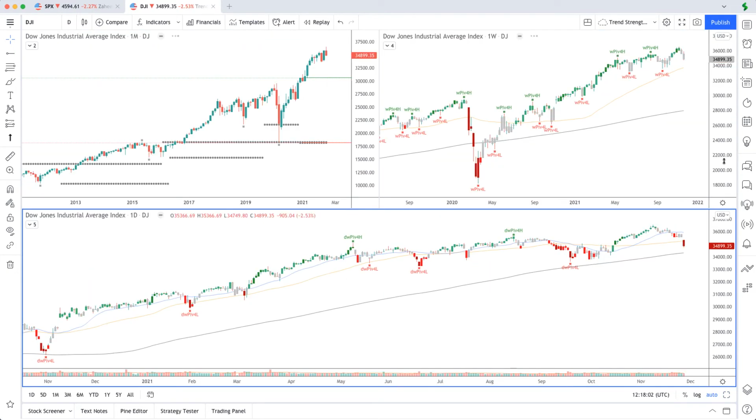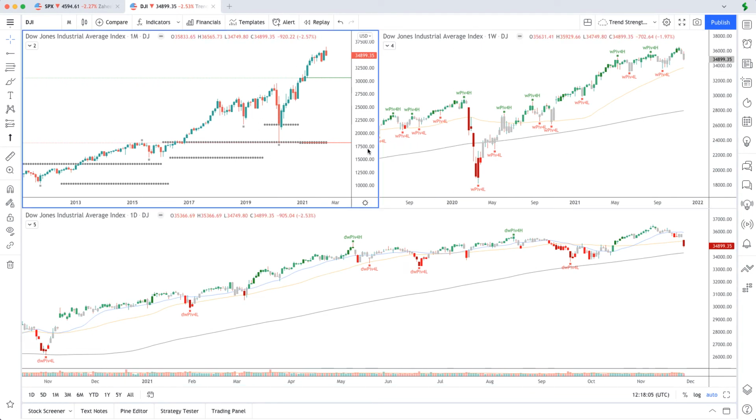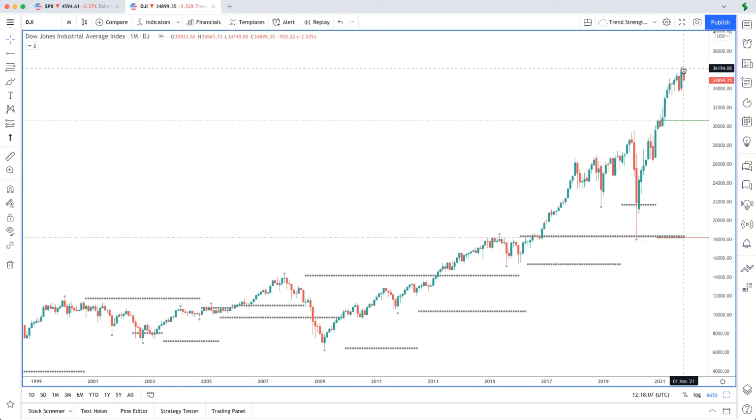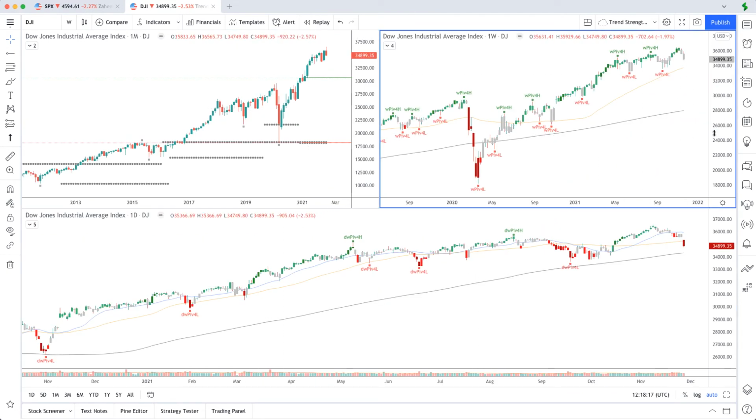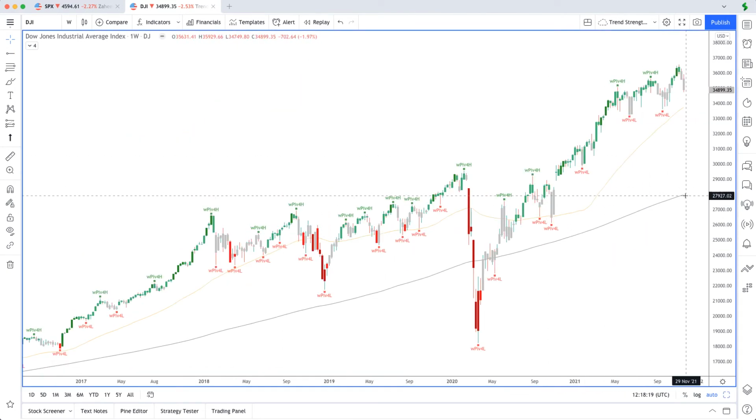The Dow Jones always tends to be the one that's lagging behind. If I just open up the monthly time frame, we can see that November's candle is looking far more bearish than the S&P and the Nasdaq. But overall, though, this is still a bullish looking trend.